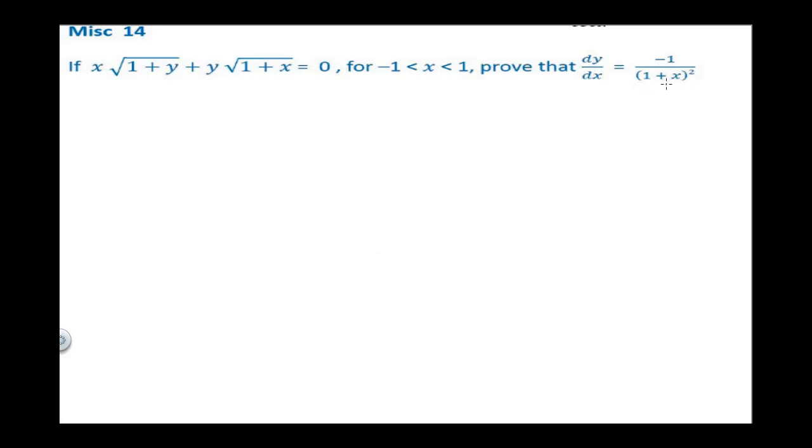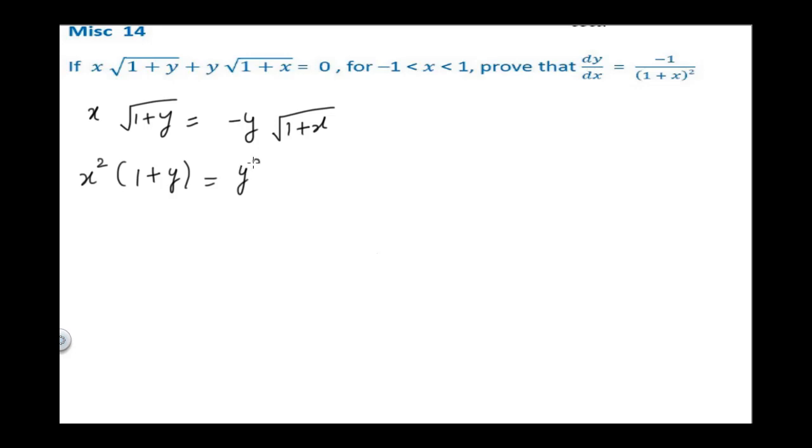As you can see, the differentiation of y with respect to x is coming only in terms of x. So we'll try to get y in terms of x only first. Just see here, if I write x under root 1 plus y equals minus y under root 1 plus x, we can do squaring both the sides. If we do that, we get x square into 1 plus y equals y square into 1 plus x.